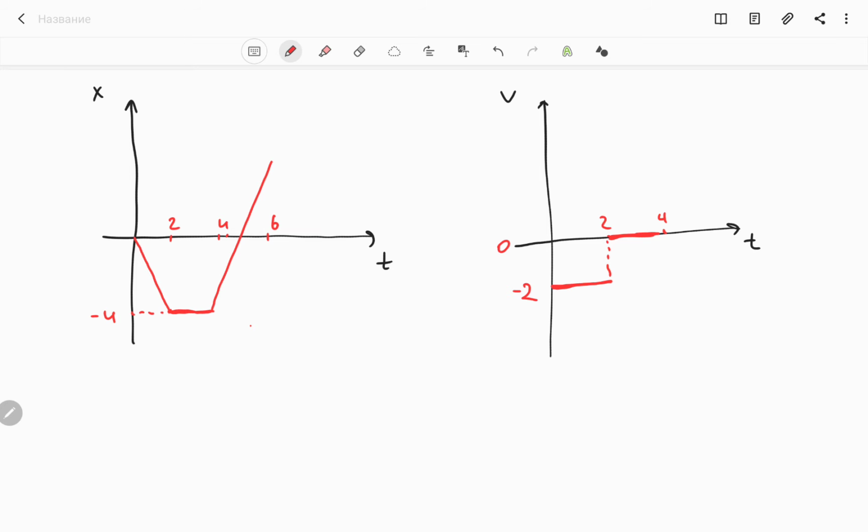Then between 4 and 6 seconds, it moved to the right direction, and the distance that it covered was 10. Yes, 6 minus 4... it becomes 10. And we divided 10 by 2 seconds, and we got velocity, a positive number, 5. Positive because of direction, yes, it was moving to the right. So between 4 and 6 seconds, velocity was equal to positive 5. So this is how you can quickly convert a position-time graph to a velocity-time graph.